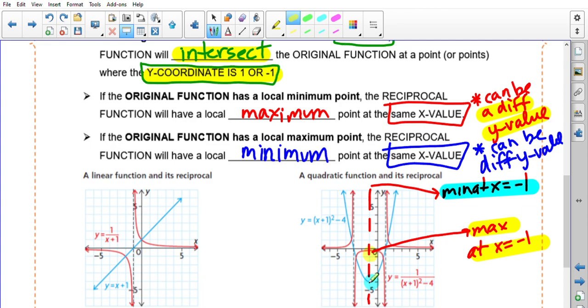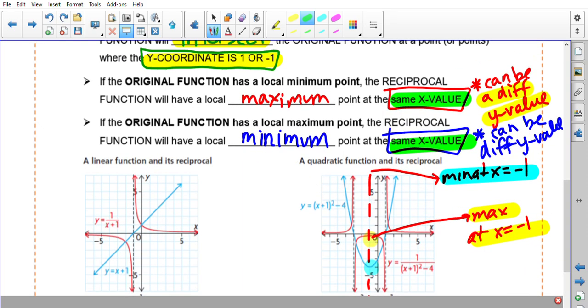In some cases, they can be the exact same point. In other cases, as we can see in the diagram here, they are completely different. And the same goes for vice versa. If the original graph has a local max or a max point, then its reciprocal will have a minimum at that same x value. But again, it can be a different y.